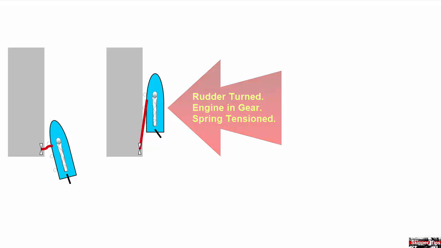But if we take our engine out of gear too soon, the spring will all of a sudden become slack, and we will slingshot away from the pier as shown. Once the spring becomes taut, we will pivot around that point where it has been attached to the boat.